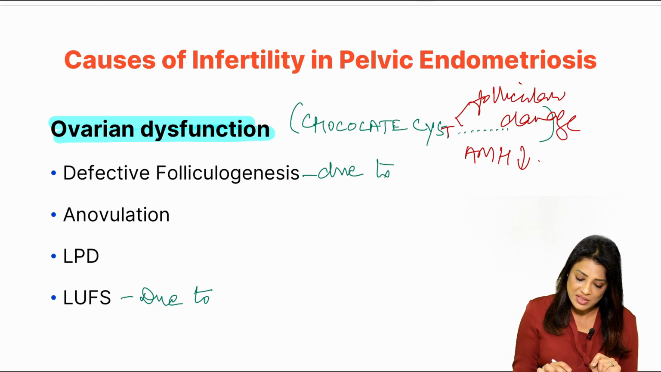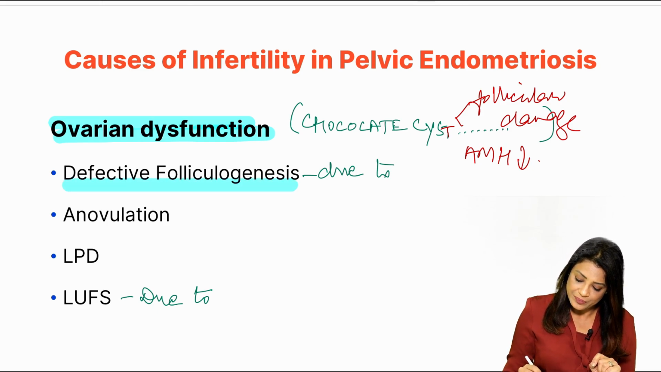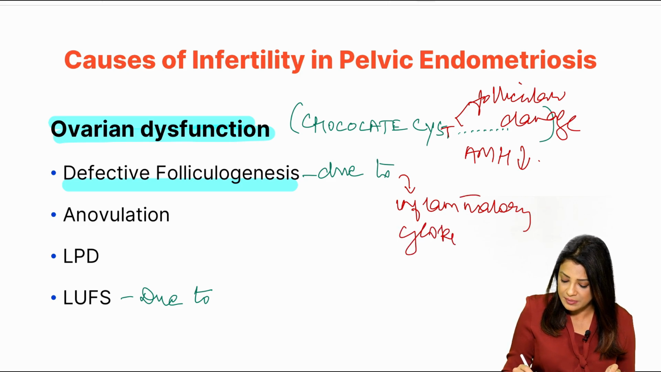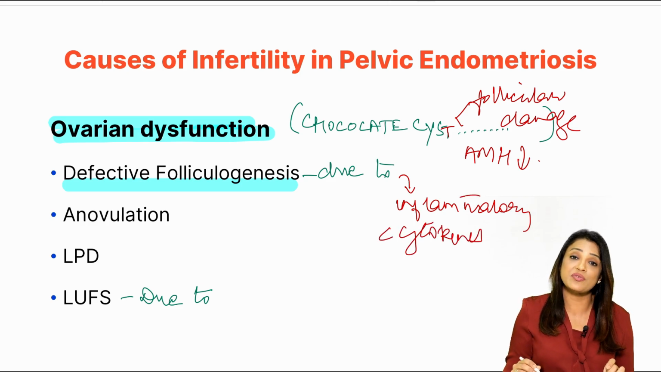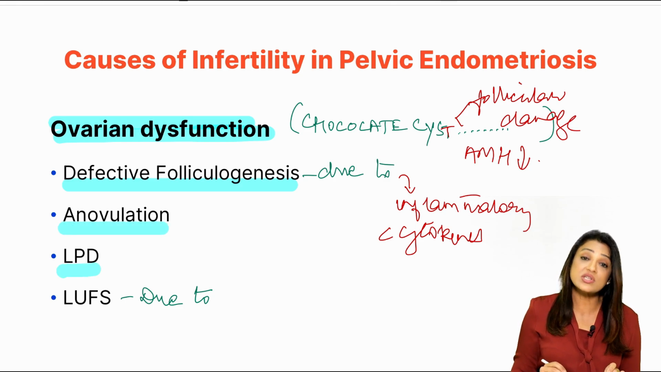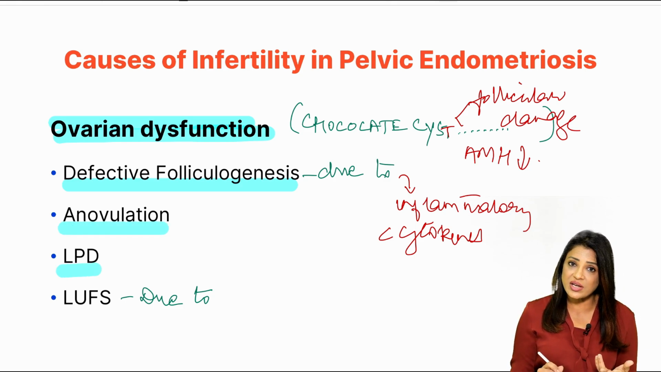Then there may be defective folliculogenesis. Why does it happen? It happens because of inflammatory reaction. Inflammatory cytokines can disturb this and lead to defective folliculogenesis. Then there may be anovulation. There may be luteal phase defect because of hyperestrogenic condition.